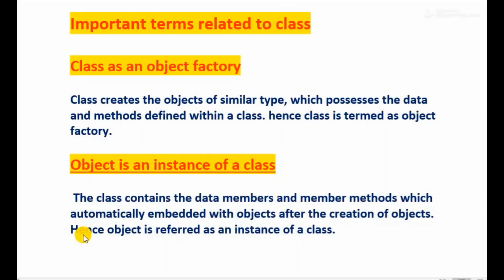Next topic is important terms. The first one is class as an object factory. We all know that a class creates objects of a similar type which possess the data and methods defined within the class. So a class is termed an object factory. The second one is that an object is an instance of a class. The meaning of instance is a duplicate copy, or we can say example. The class contains the data members and member methods which are automatically embedded in objects after their creation. Hence an object is referred to as an instance of a class.